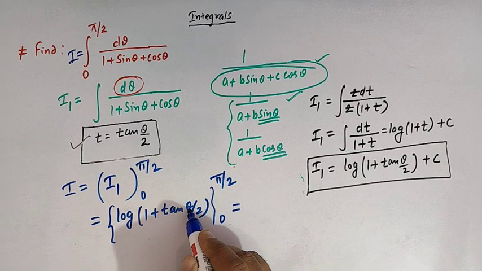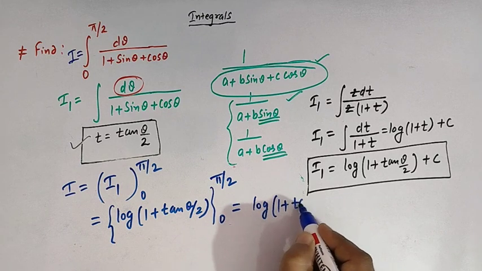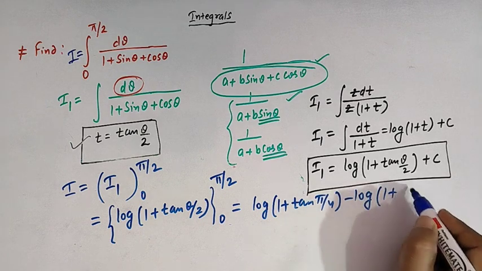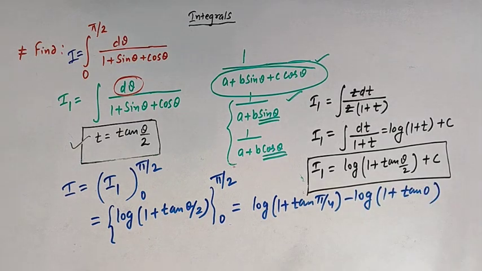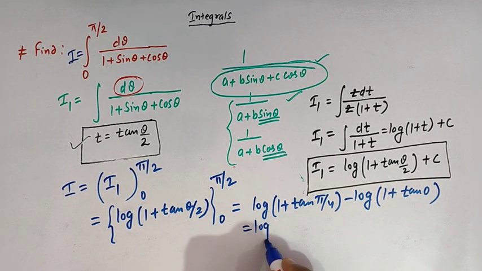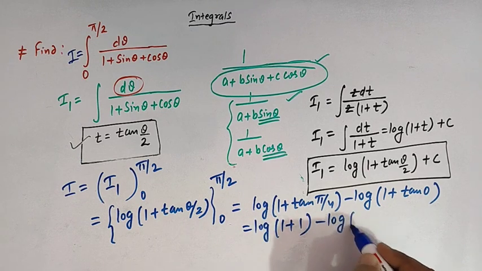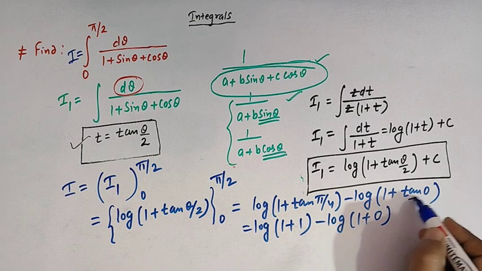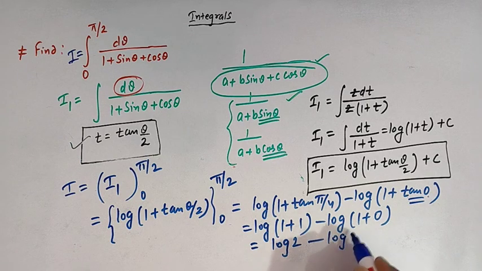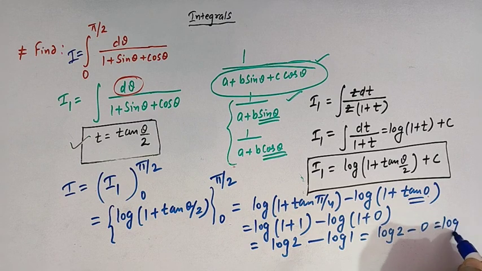So now when we take pi by 2 here, theta is equal to pi by 2, we get log of 1 plus tan pi by 4, and then we have log of 1 plus tan of 0. So tan pi by 4, that is tan 45 degrees, is 1. And here we have log of 1 plus 0, because tan 0 is 0. So here we have log of 2, and this is log of 1. Log of 1 is 0. So this is log 2 minus 0, that is log of 2.